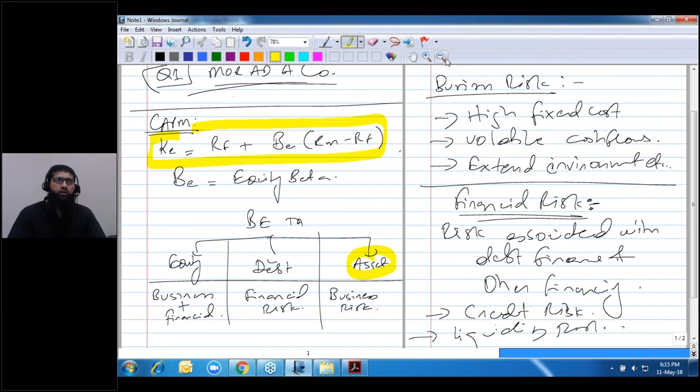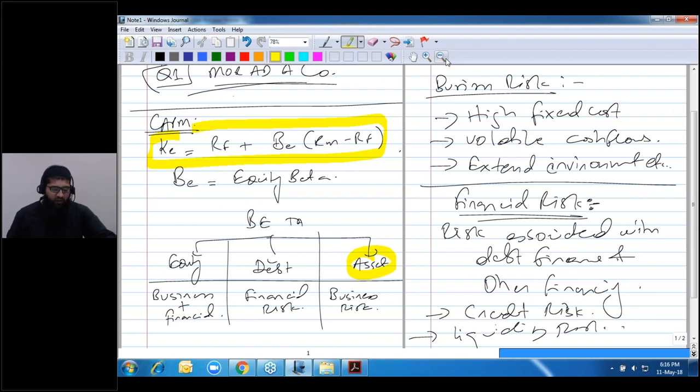In addition to this, there could be high fixed costs, that might also be a business risk. At the same time, the volatility of the cash flows could also be a business risk. The external environment, the political, economic, socio, and other factors which could have an adverse impact on the business, they're all business risks. So what is a business risk? A business risk is generally that the business will not be able to achieve its objective. So generally speaking, the business risk is indicated by these factors.